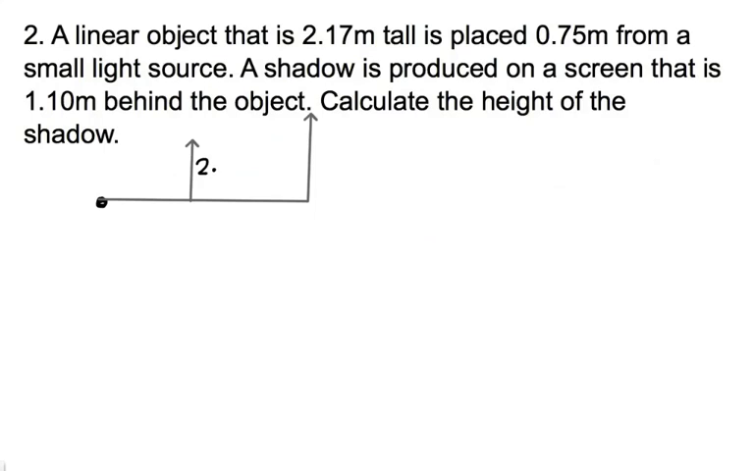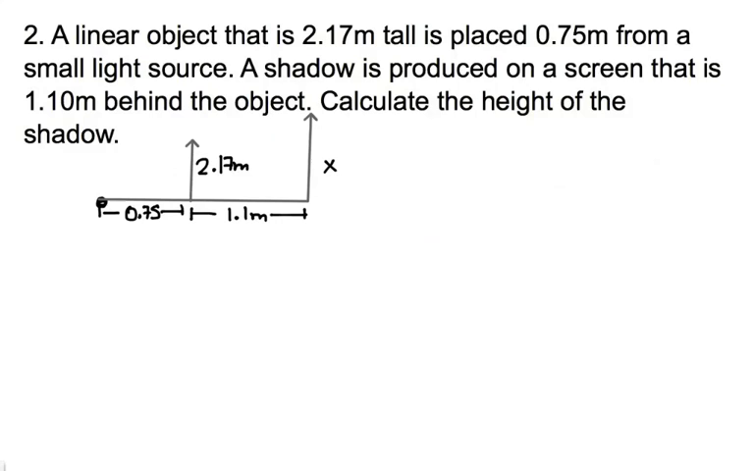And now we have a linear object that is 2.17 meters tall. It's placed 0.75 meters from a small light source. And a shadow is produced on the screen, and that shadow is going to be 1.10 meters behind the object. And we're supposed to calculate the height of the shadow.